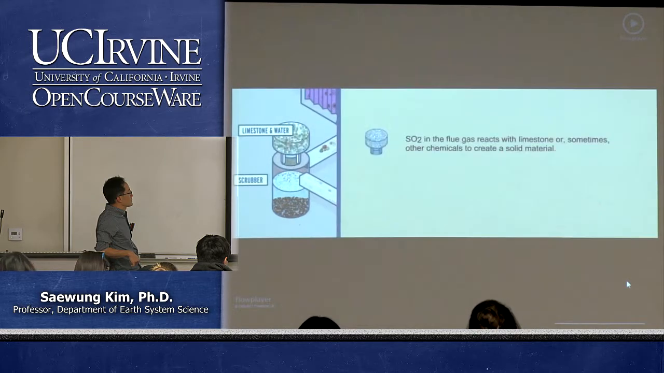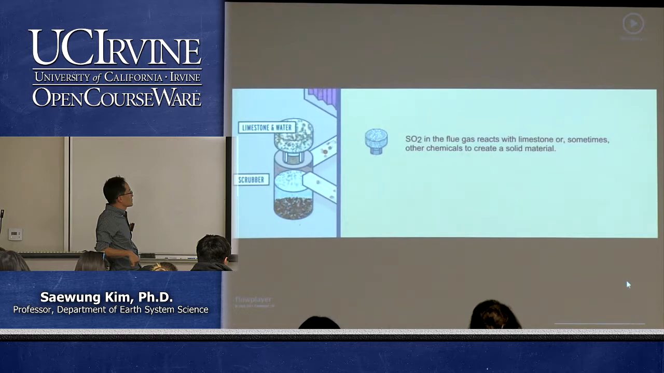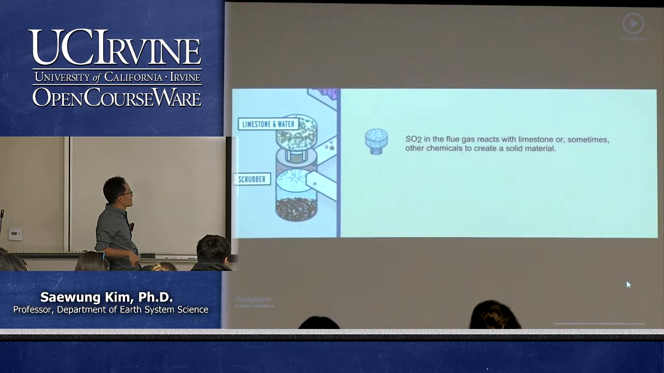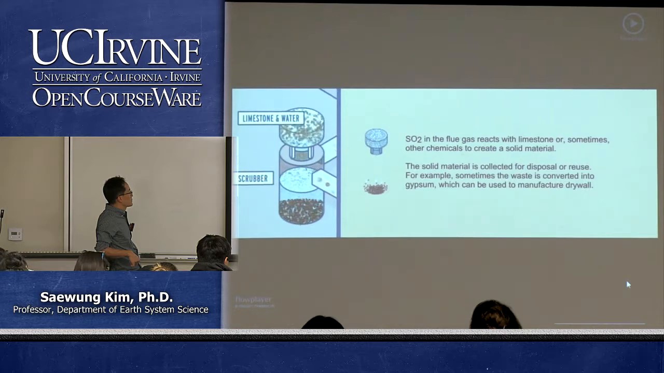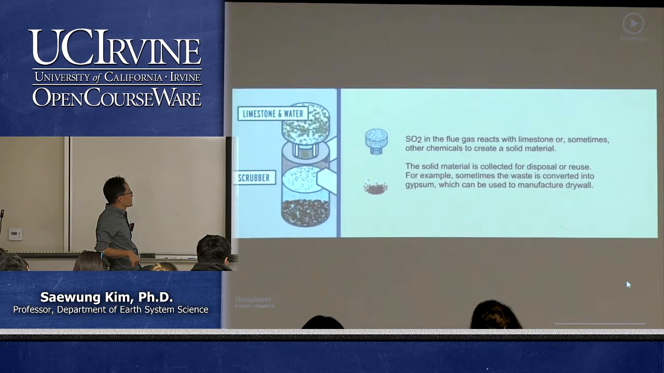Typical sulfur dioxide scrubbing: sulfur dioxide in the flue gas reacts with limestone or sometimes other chemicals to create a solid material. The solid material is collected for disposal or reuse. For example, sometimes the waste is converted into gypsum, which can be used to manufacture drywall.